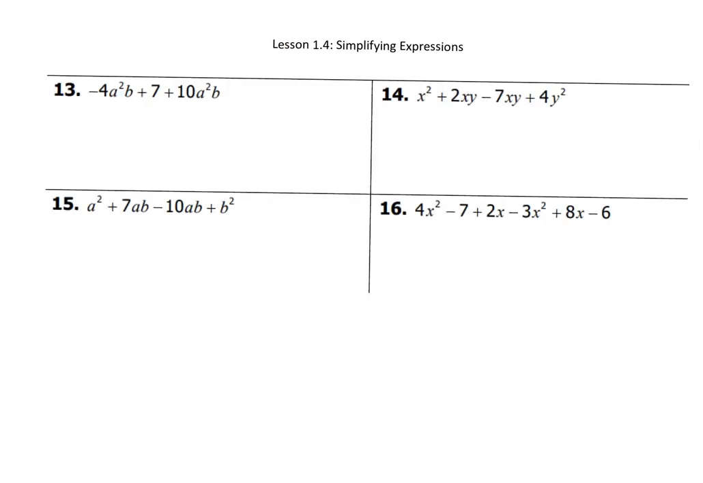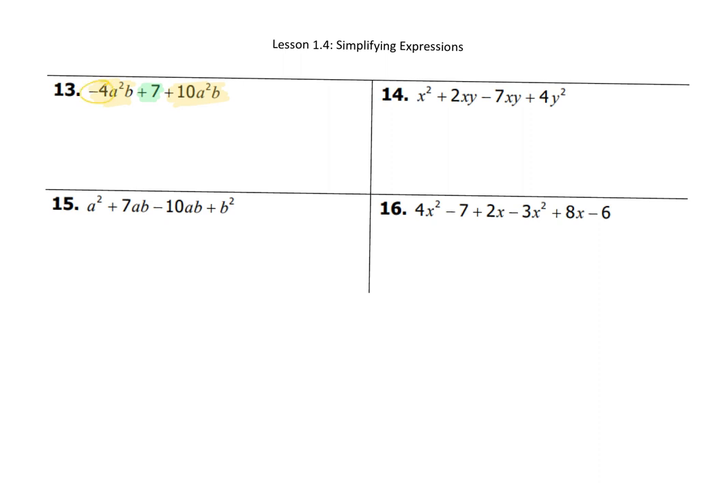Okay, our last 4 examples. On number 13, we have negative 4a squared b plus 7 plus 10a squared b. So notice our variable terms, we have negative 4a squared b. It can only go with something else that has an a squared b, and that's positive 10a squared b. Those are like terms. My plus 7 in here, that's a constant. It doesn't have anybody to combine with, so it's going to be on its own.